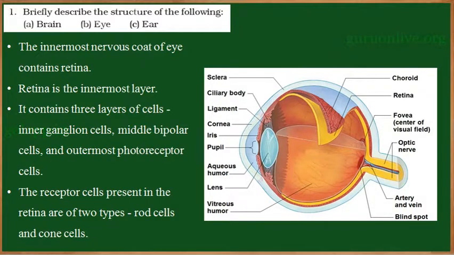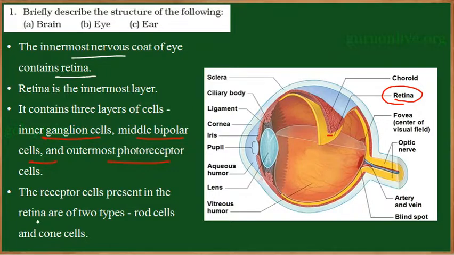Now the innermost layer of the eye is the retina. So the third layer is the retina. The retina contains many different layers in turn. There is a layer of ganglion cells, that is nerve cells, the middle bipolar cells and the outermost photoreceptor cells. So three layers will be present: a layer of ganglion cells, bipolar neurons and photoreceptors.